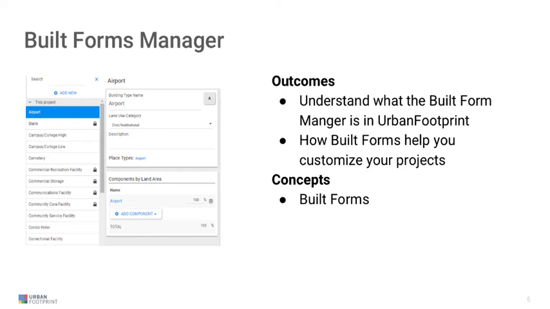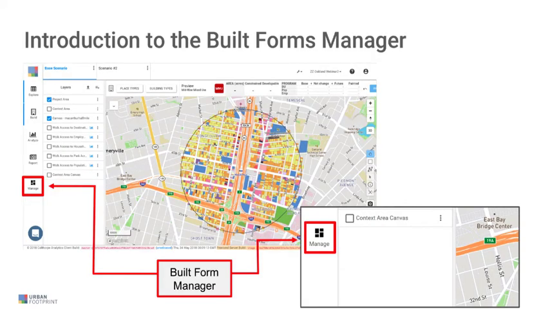The Built Form Manager is located and accessed through the Manage button that's on the left side of your screen as you shift through all the modes. So those of you that are familiar, obviously, with Urban Footprint know that there are 4 main modes that you can go through in Urban Footprint. And the 5th button down on the left side of the mode shift area there, the mode menu area, is the Manage mode.